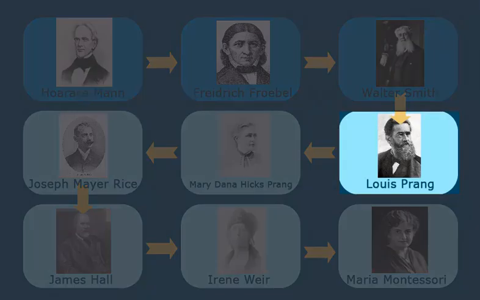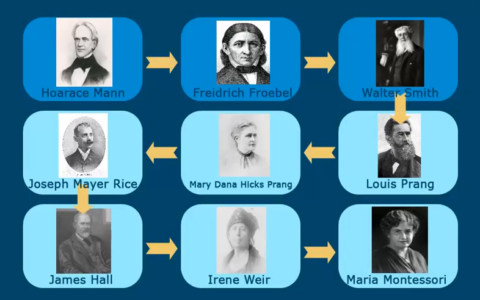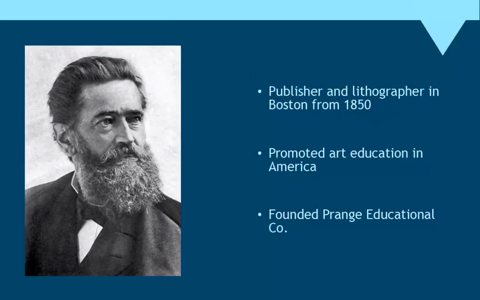Louis Prang. Louis Prang was a publisher and lithographer in Boston from 1850. He promoted art education in America, publishing Smith's textbooks until a falling out around 1880. Prang pushed for changes in the text to make them more student-friendly and accessible. Prang expanded into the Prang Educational Company in 1882. It is still in business today.